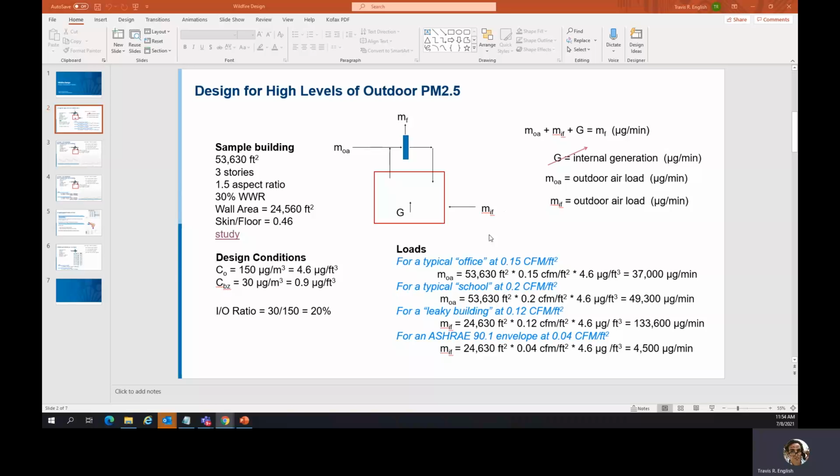The infiltration one is the one that has a whole lot more variance. So some of actually this PNNL study talks about a leaky building at about 0.12 CFM per square foot. That's a different square foot, by the way. It's the wall area rather than the floor area. So at that point, you could be looking at 130 micrograms per minute coming into your building, which is a big load. On the other hand, if your building is designed to modern or current energy codes, the building could be quite tight, and that number could be an order of magnitude less than what's going on with your outside air loads.